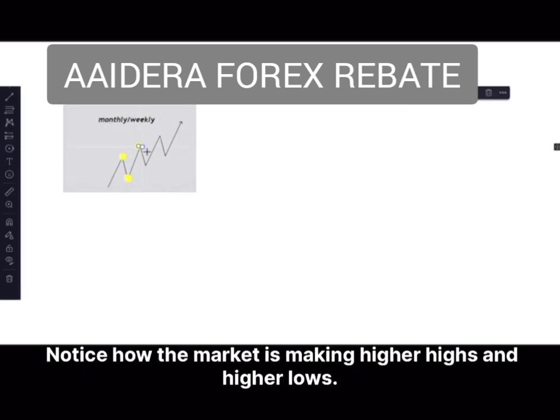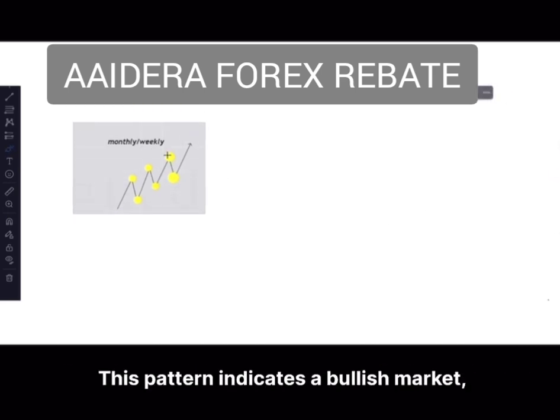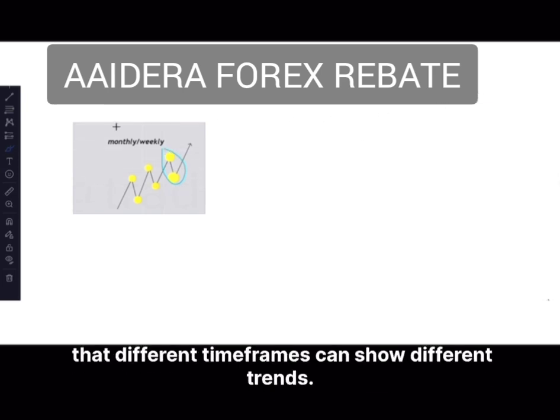Notice how the market is making higher highs and higher lows. We'll highlight these highs and lows with yellow color. This pattern indicates a bullish market, as the price is consistently moving upwards. However, it's important to remember that different time frames can show different trends.